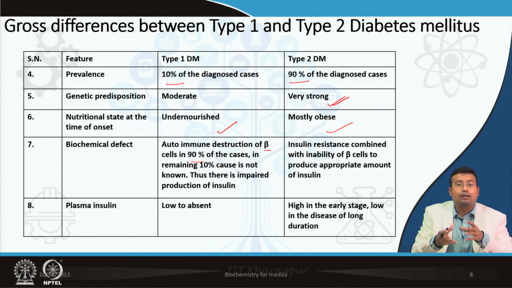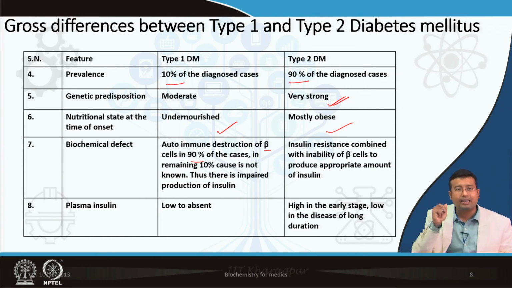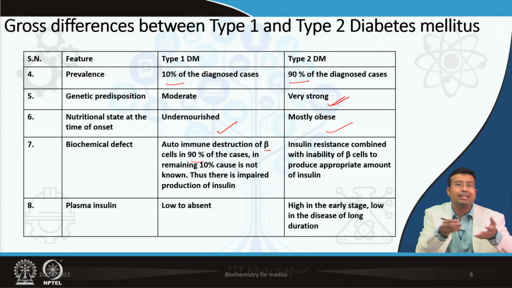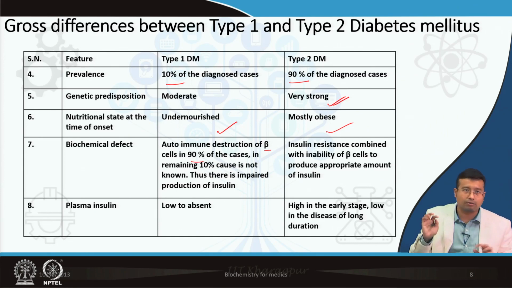What is the reason for those cases in which there is no destruction by autoimmune mechanism? Whereas in type 2 diabetes mellitus, it is insulin resistance combined with the inability of the beta cell to produce an appropriate amount of insulin. So, first insulin resistance develops and then at a later stage beta cell dysfunction develops.